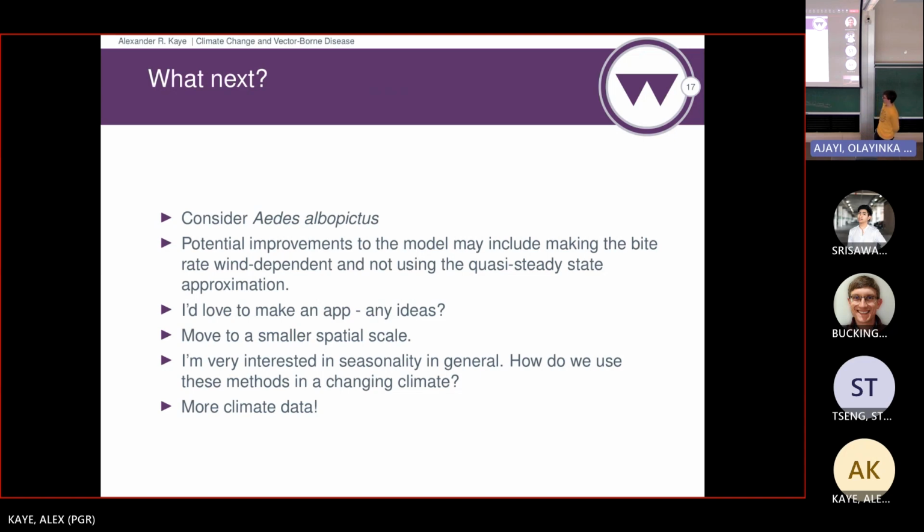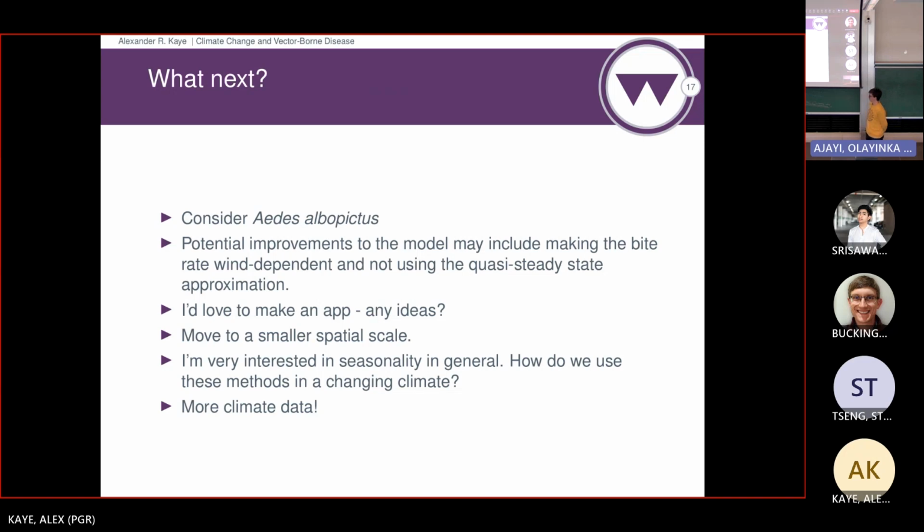I'd also quite like to make an app. My current idea for an app would be you put in where you live and it tells you, across all the different climate simulations, what time is the earliest that you might expect to see an outbreak, or a positive probability of seeing an outbreak of dengue. But I am open to discussing that idea with anybody.